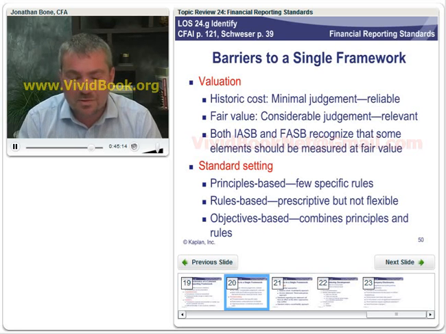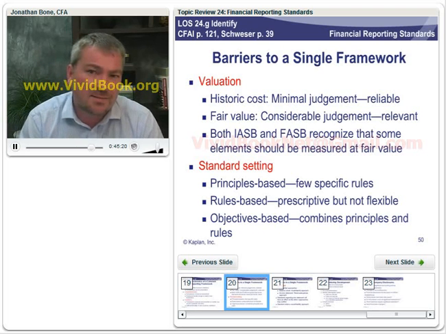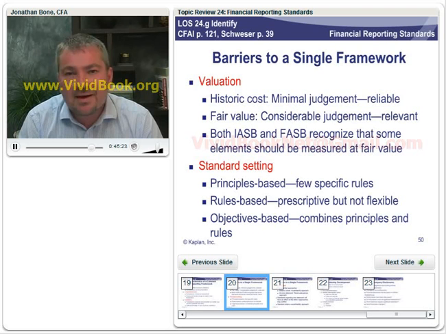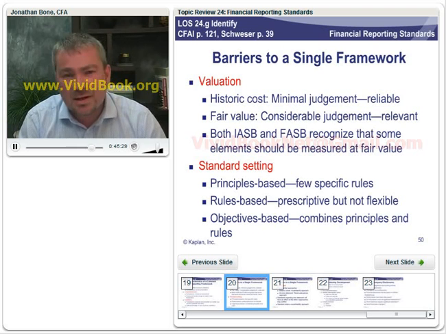Now, of course, post-implosion of Enron, that's all rather changed, and we'll look at special purpose vehicle accounting in the Level 2 syllabus. So US GAAP is now rather objective-based, combining both principles and rules, and I think we can say IFRS is here too, probably still a little bit more principle-based than US GAAP.